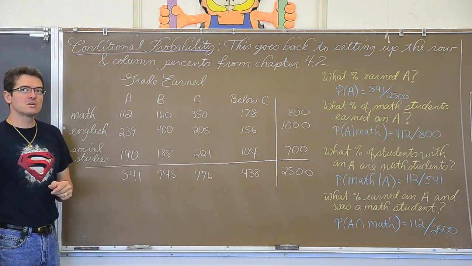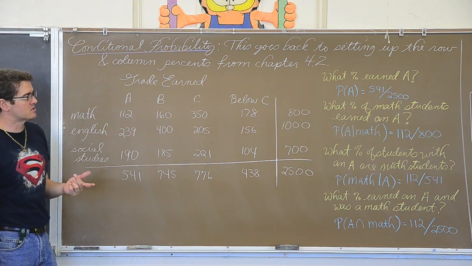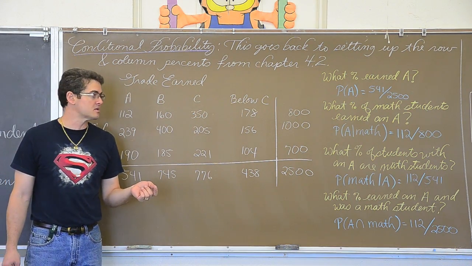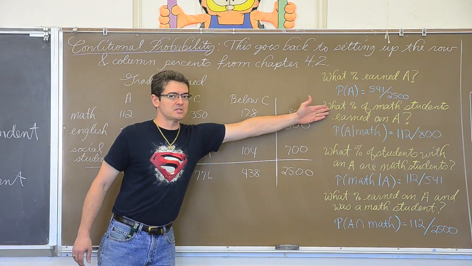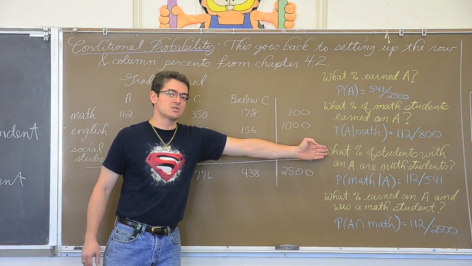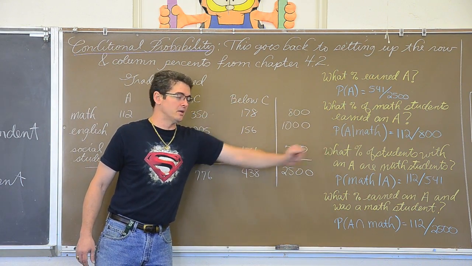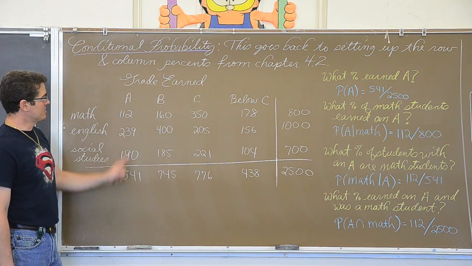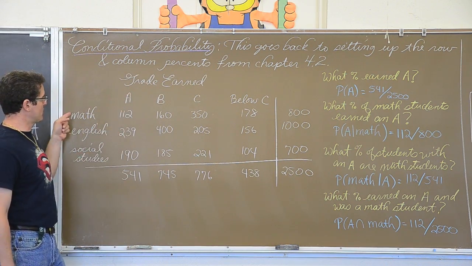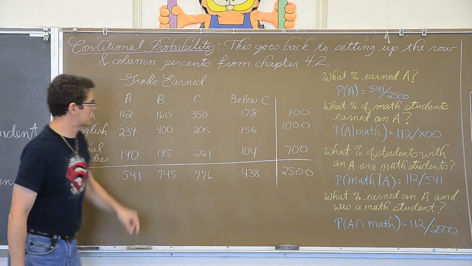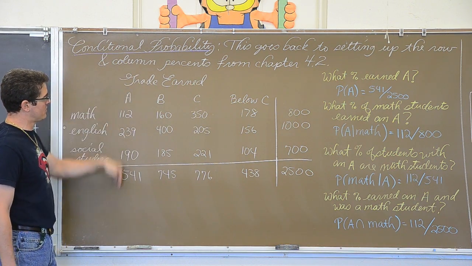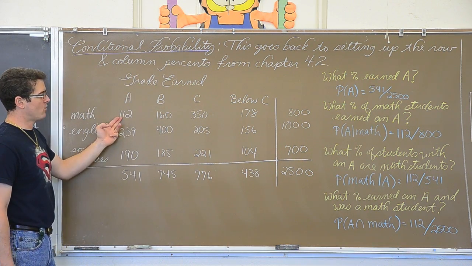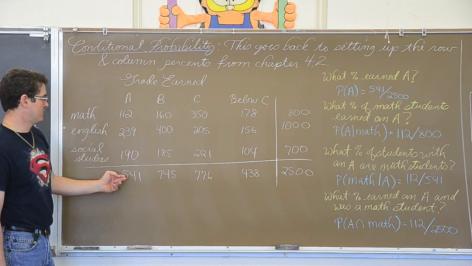What if I turn the question around and say what percent of students with A's are math students? In the previous sentence, the condition is you're a math student. In this sentence, the condition is you are an A student. A students is the top of the column. So instead of doing a row percent for math being a condition, we're doing a column percent where the grade is the condition. And we have 112 divided by 541.